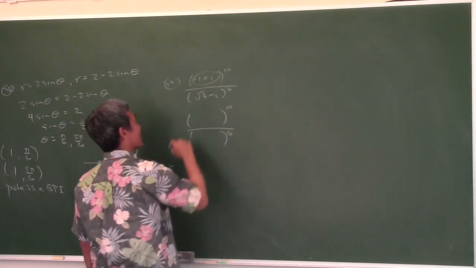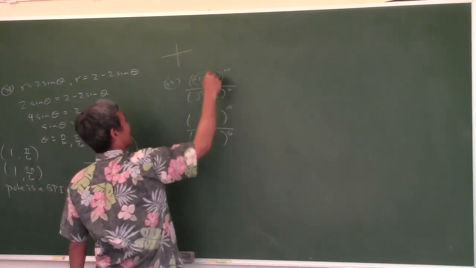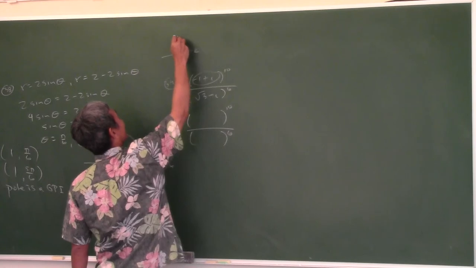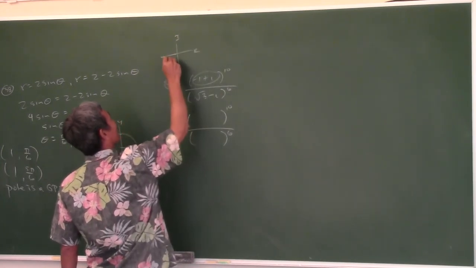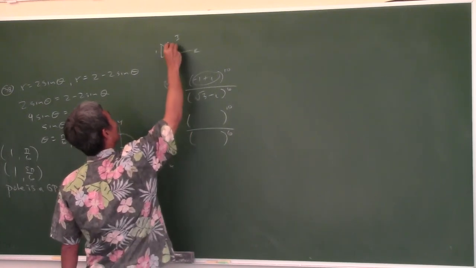Okay, now what's the fastest way to change from rectangular to polar? Draw the picture. If I go 1 to the left and 1 up, like this, how far from the origin am I? root 2.